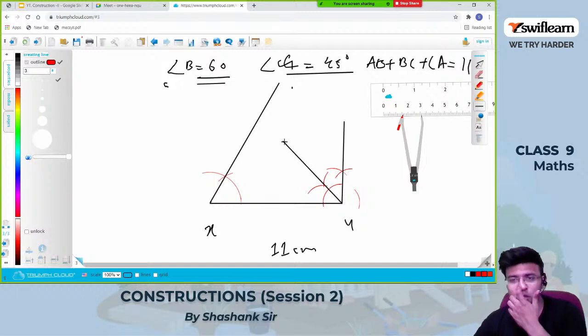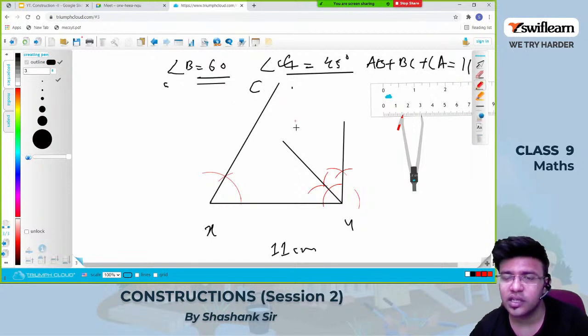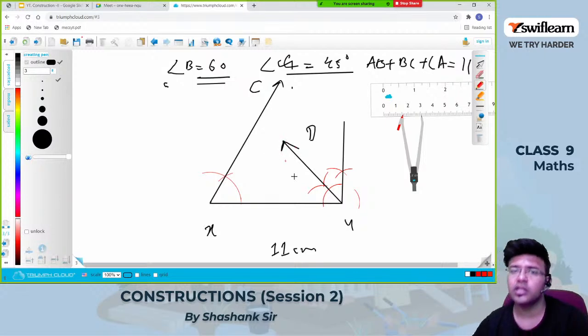Okay, so this is 45 degrees. Let me call this C. Let me call this D. Okay, so how much is CXY? It is 60 degrees. How much is XYD? That is 45 degrees. Done. So this angle should be equal to angle B. This angle should be equal to angle C.